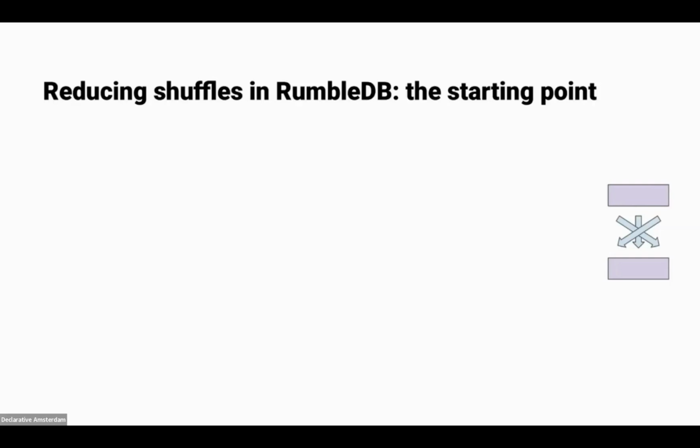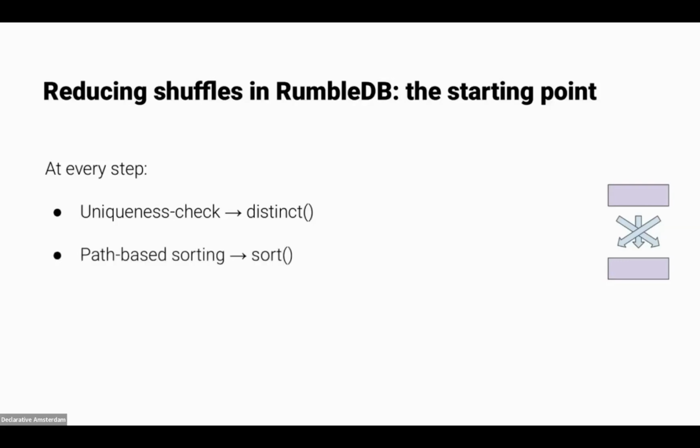them. In our initial implementation of path expressions, we would run at every single step both a uniqueness check implemented with the distinct transformation and path-based sorting implemented with the sort transformation. These cause 2 shuffles for each step in the path expression, resulting in a very inefficient execution. We can do better than that.